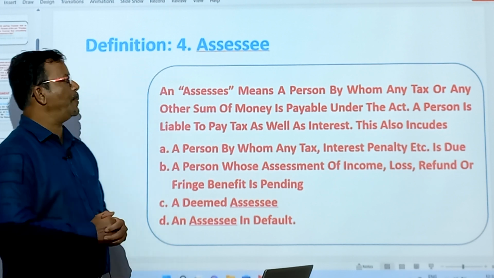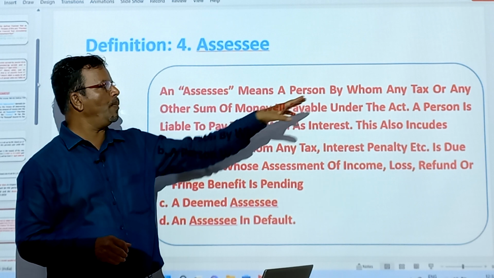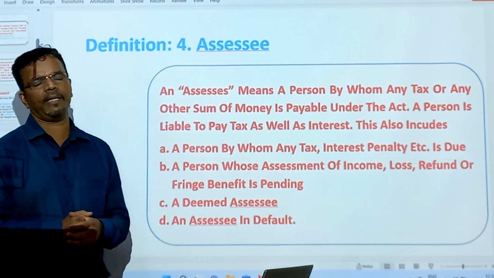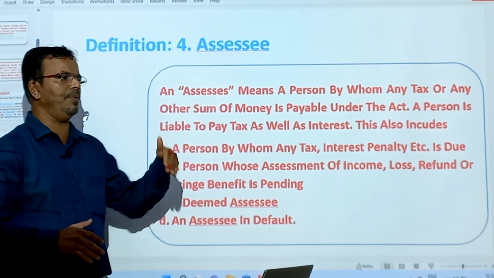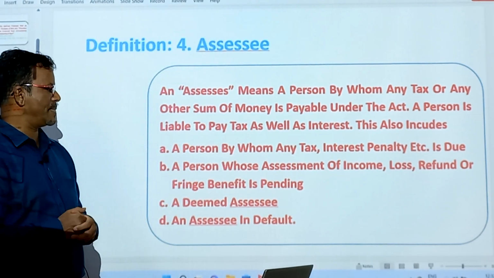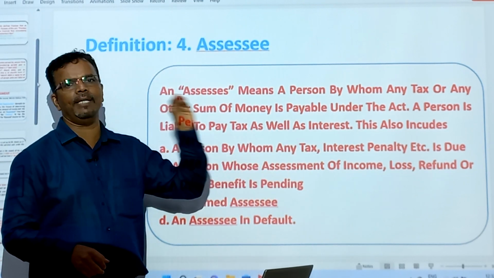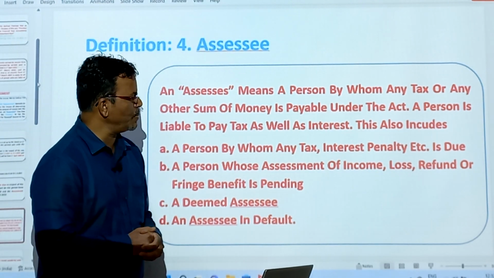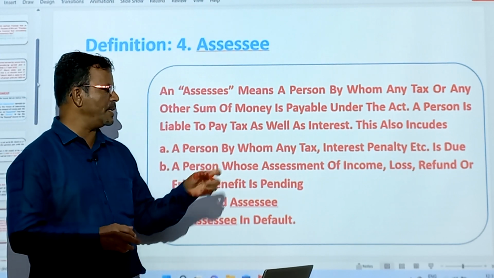Now fourth is a very important term, assessee. Assessee is nothing but the person by whom any tax or any other sum of money is payable under the Income Tax Act 1961. Those persons who are going to earn income will naturally be liable to pay the tax liability, and that person is known as an assessee. So a person by whom any tax, any interest, any penalty is due, which is payable to the government. Any person whose assessment of income, loss, refund or fringe benefit is pending.